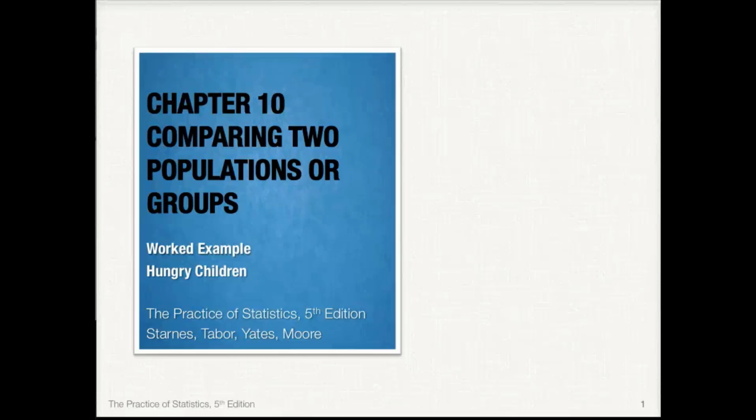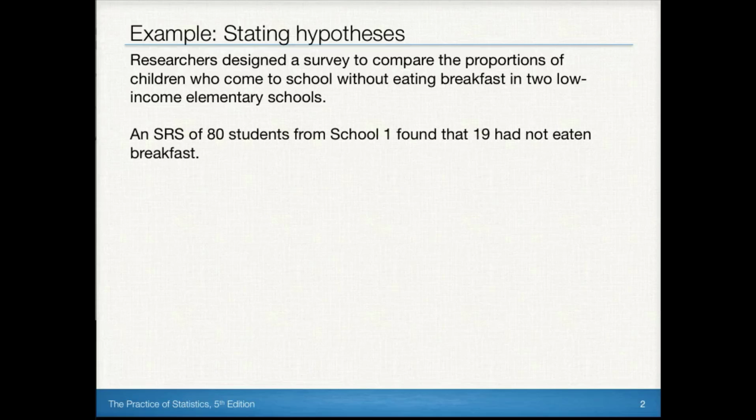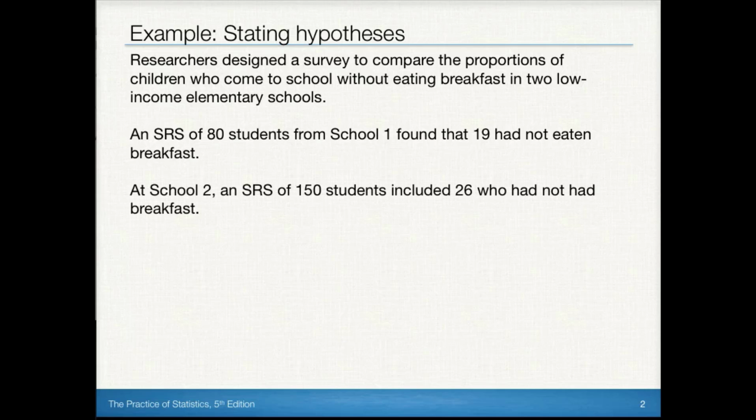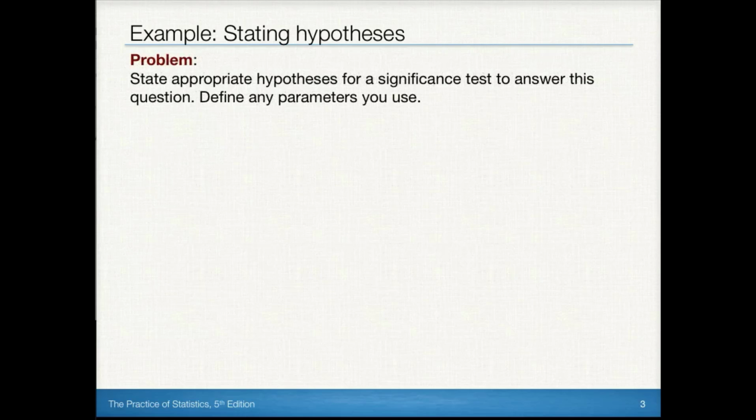Hey, this is Jason Molesky. In this example, let's review stating hypotheses. Researchers designed a survey to compare the proportions of children who come to school without eating breakfast in 2 low-income elementary schools. A simple random sample of 80 students from School 1 found that 19 had not eaten breakfast. At School 2, a simple random sample of 150 students included 26 who had not eaten breakfast. More than 1,500 students attend each school. Do these data give convincing evidence of a difference in the population proportions? Let's state appropriate hypotheses for a significance test to answer this question, and be sure to define any parameters you use.